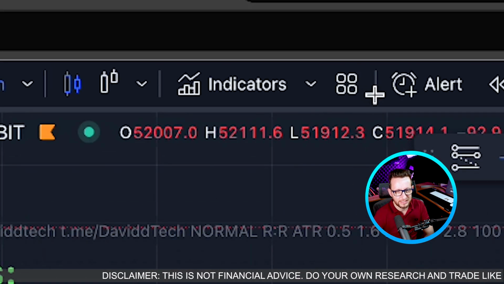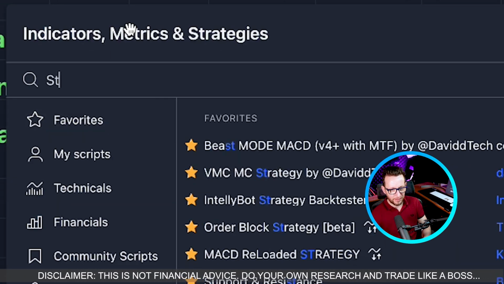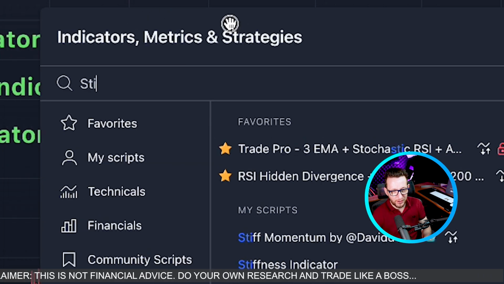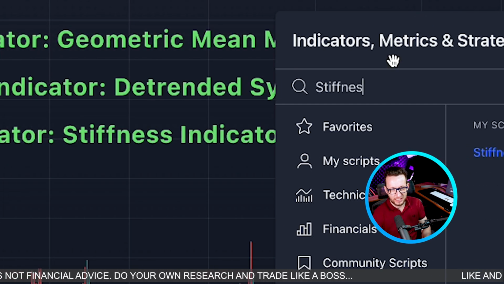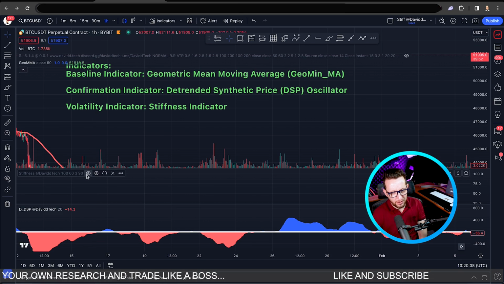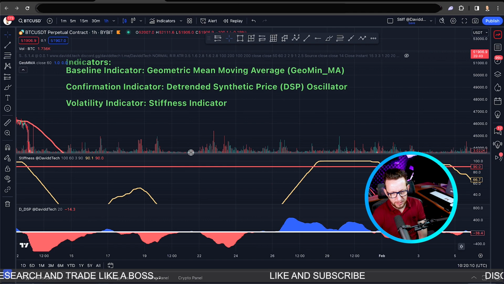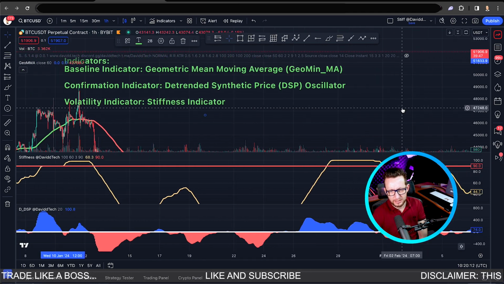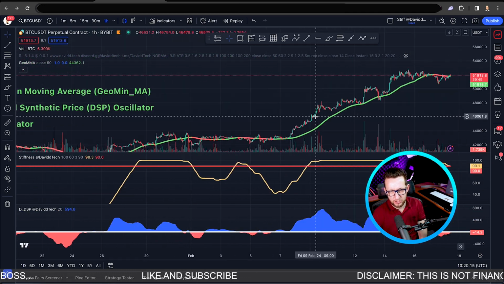We're going to go and add the stiffness indicator. So we're going to go stiffness, not the stiffiness, the stiffness indicator here, which is this one here. We're going to add it by Everget. I actually have my own version, which you'll be able to find the link down in the description as well. Now, the stiffness indicator is extremely simple.